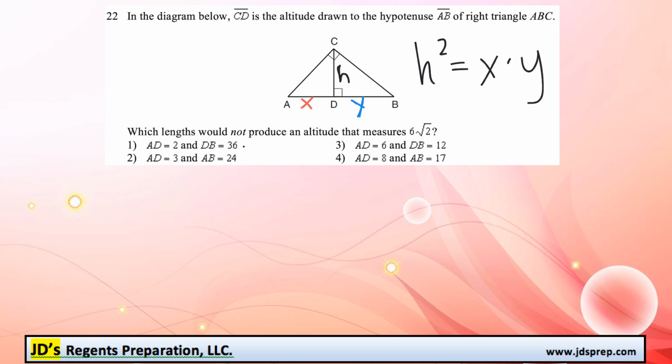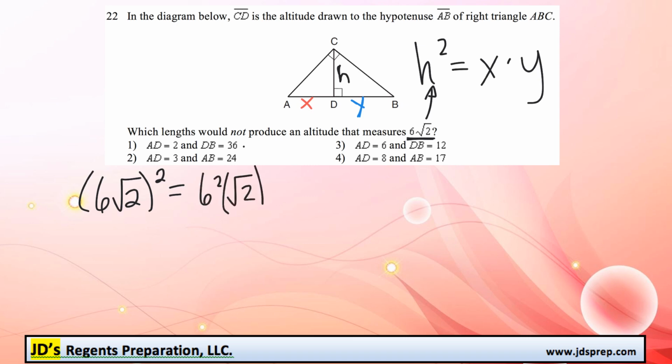For example, first of all, we're looking for an altitude measure of 6 root 2. So probably the easiest thing to do right off the bat is figure out what h squared is, or the altitude distance squared. So let's go ahead and do that. So 6 root 2 squared is the same thing as 6 squared times root 2 squared, which is 36 times 2, and that gets us 72.